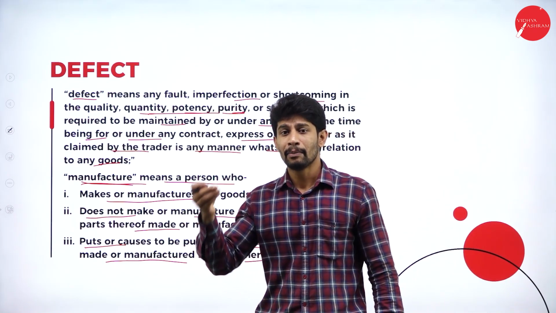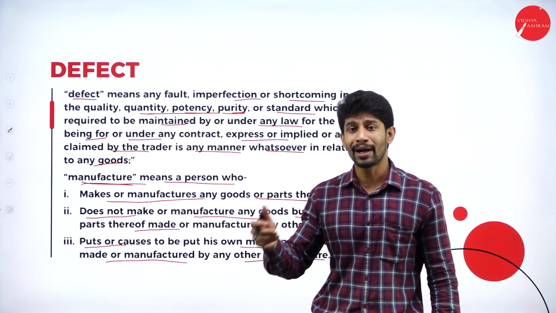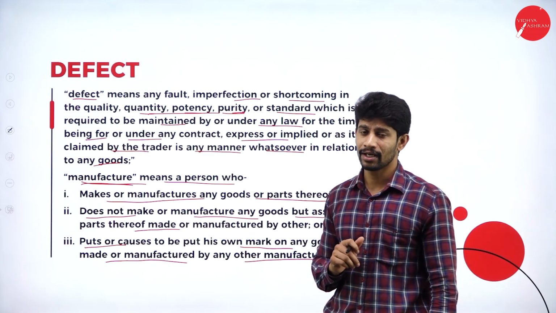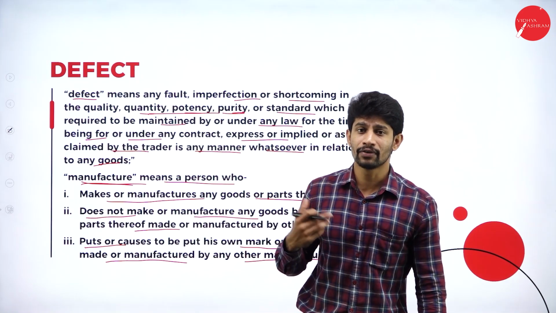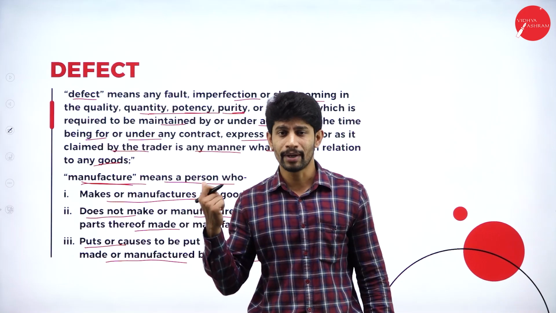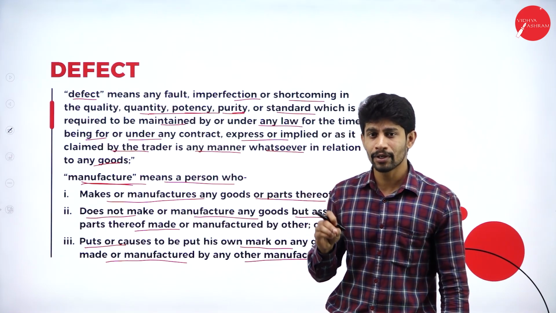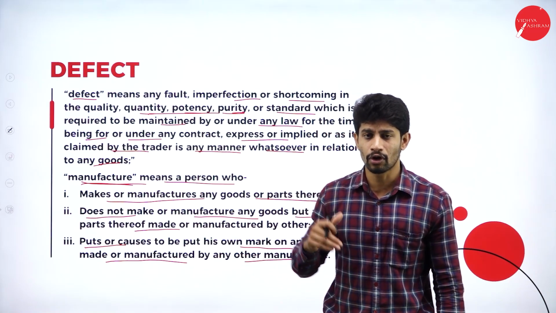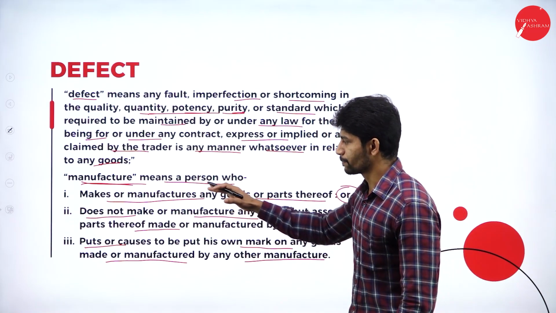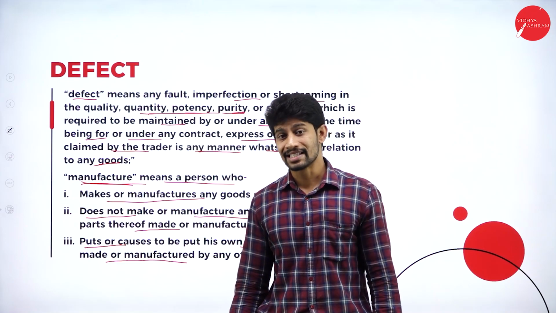Any person who manufactures the products or parts of the product is called a manufacturer, or any person who assembles the products and converts them into finished goods is also called a manufacturer, and any person who puts his brand label on another company's product is also called a manufacturer as per the Consumer Act 1986.